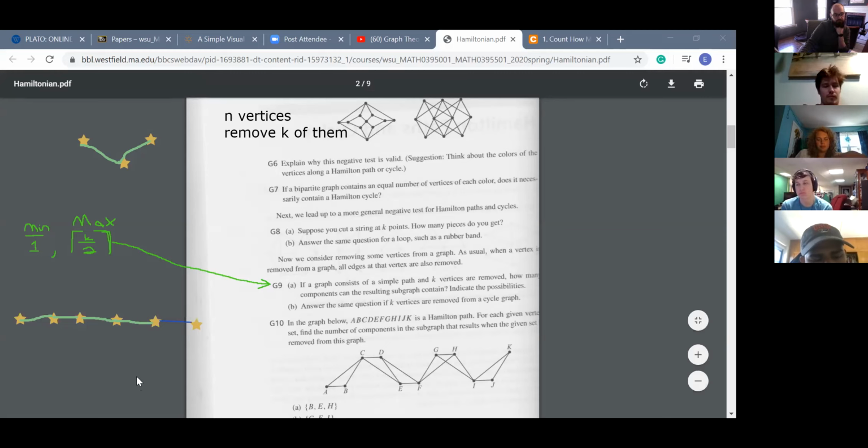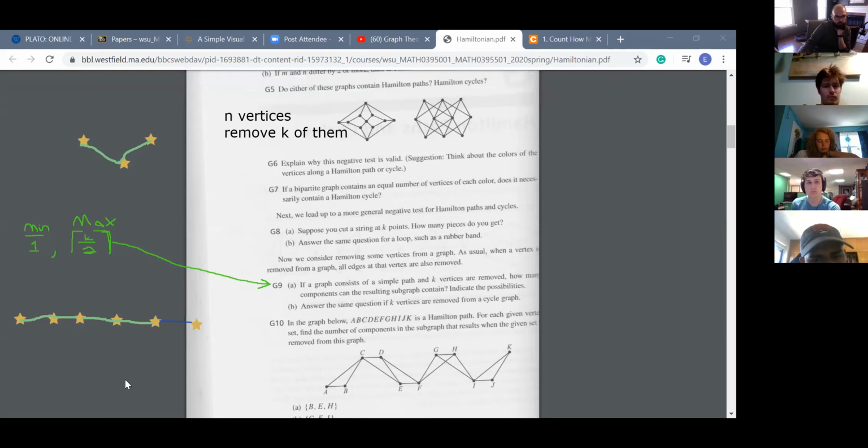What if we have? Let's think here. If I remove 1 vertex, the maximum number of components that I could have is 5. Can I get anywhere from 1 to 5 components? No. My only possibilities are 1 or 2. Okay. So what if I did 2? You could have 1, 2, or 3. Yeah, 1, 2, or 3, right?